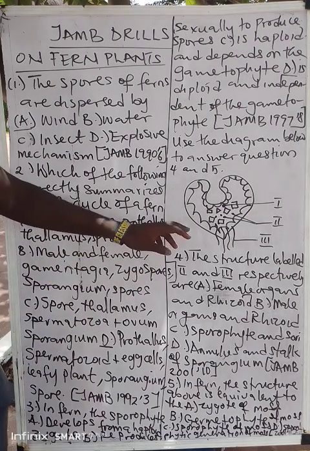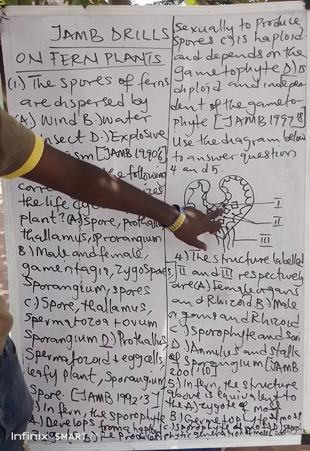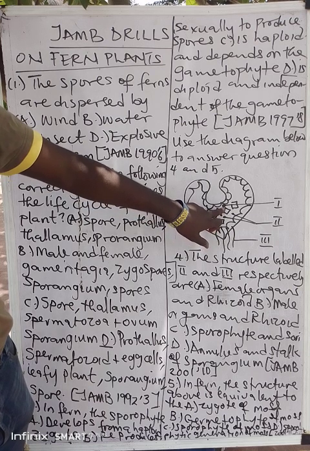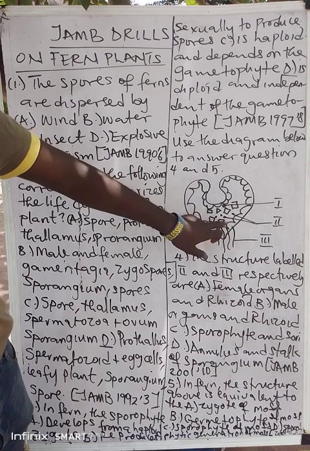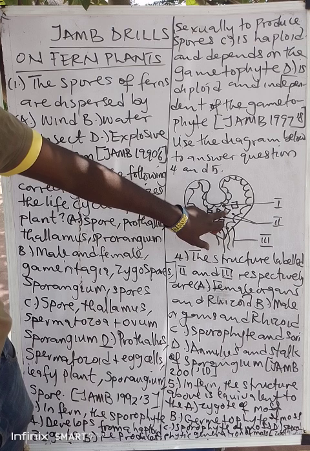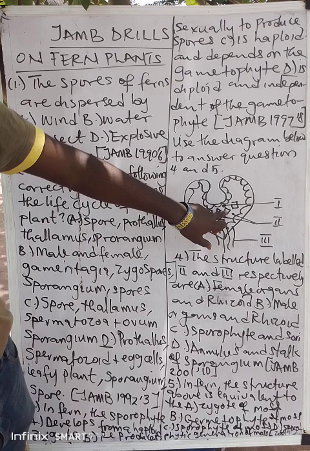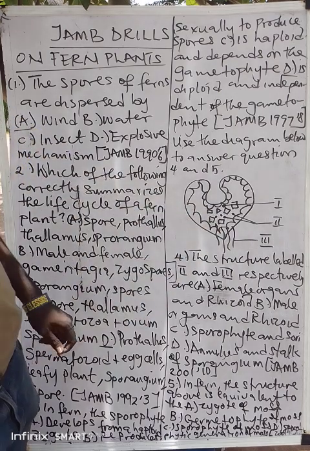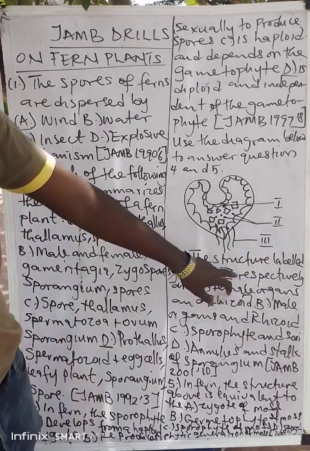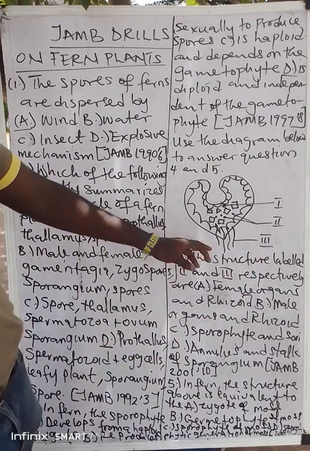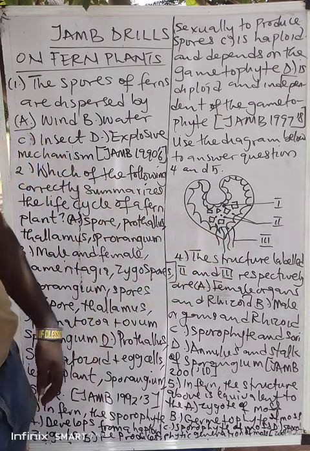Don't forget, this small thing, which is Roman numeral I, is the antheridium, that produces the spermatozoid or the antherozoid. Then these bigger ones, which are not labeled, are the archegonium, the female reproductive organ, that produces the female gamete. Then this is the rhizoid. They ask, the structures labeled II and III respectively are what? II is the male reproductive organ, while III is the rhizoid. And the answer is what?